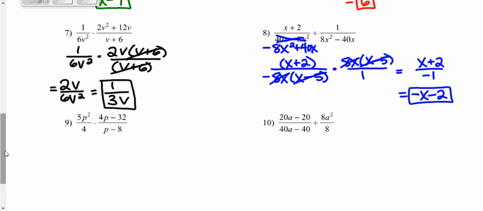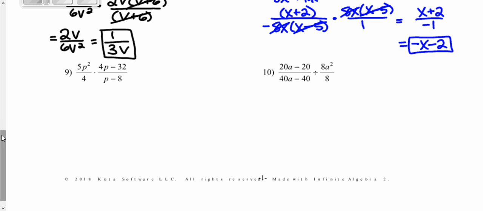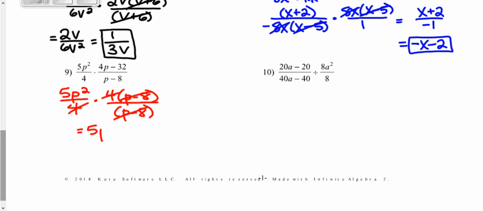And then on number 9, we're multiplying. So same concept, just different numbers. I'm looking for opportunities to factor. I'm noticing there's a common factor of 4 in that second numerator. And then things that are the same on the top and the bottom. So that actually just leaves me with 5p squared. If you want to put it over 1, you can.